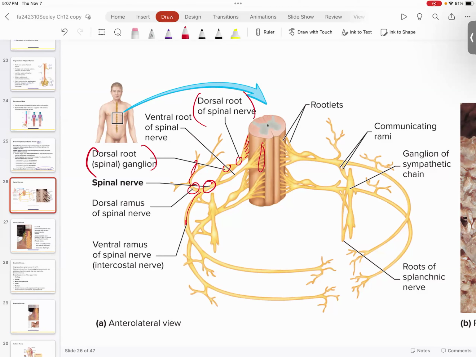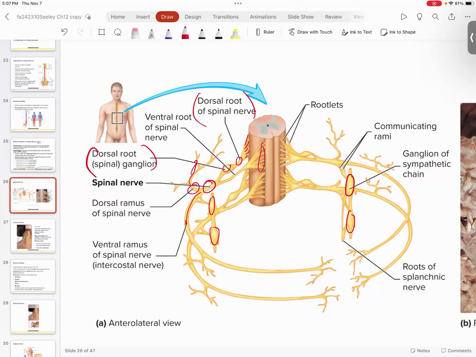Now, this sympathetic chain ganglion system, we only have a little bit of it shown here, but what you see running lateral and parallel to the spinal cord is this series of ganglia that form a parallel chain. This is called the sympathetic chain ganglion. And the communicating ramus will be connecting to these individual ganglia.